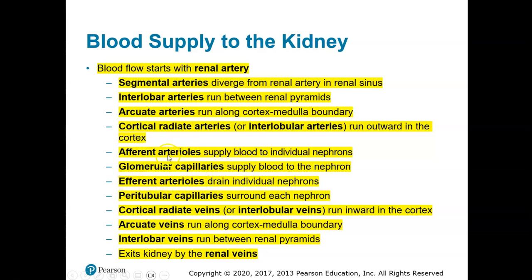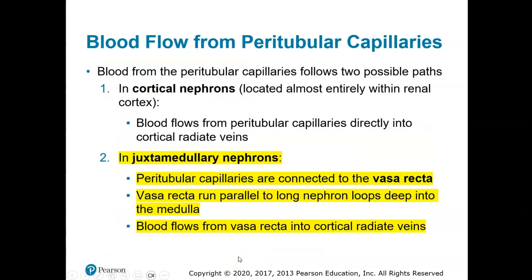Now that the blood has been filtered through the nephron and urine production has begun, the blood is going to drain into cortical radiate veins, then arcuate veins, interlobar veins, and then the renal vein. So that is the pathway of blood flow through the kidney. There are two types of nephrons.